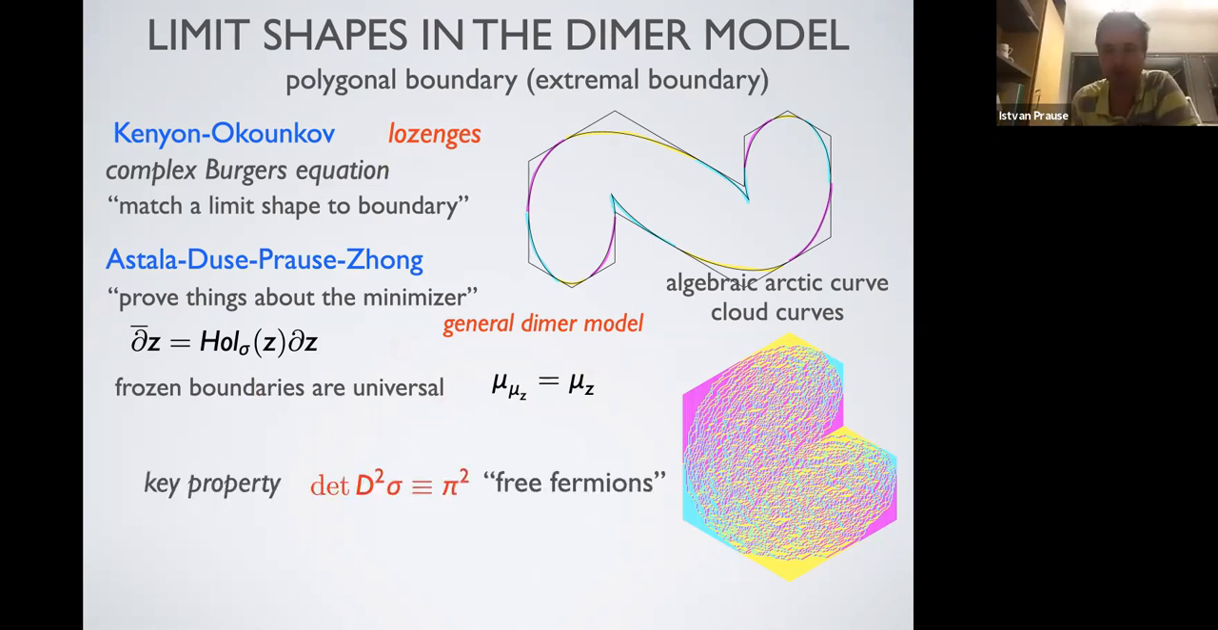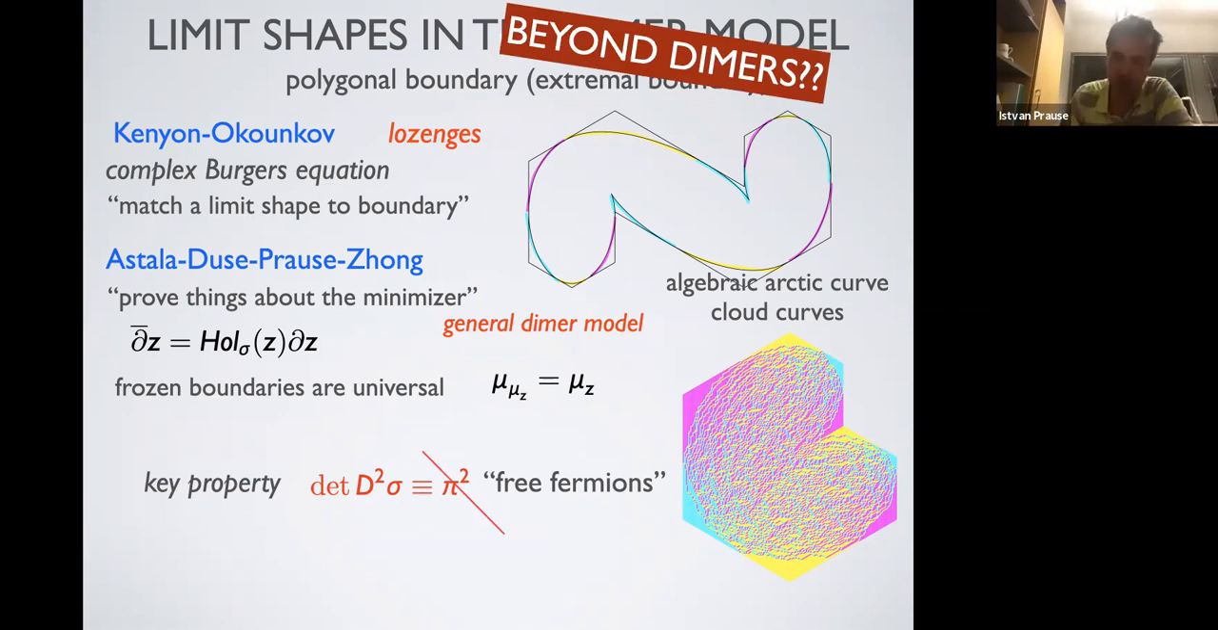For both of these papers, the key property that was used is this free fermionic property, that the Hessian determinant is pi squared. So this is quite explicit in our paper. In the Kenyon-Okounkov paper, they use the harmonic curve property, which is in a way equivalent to this one. Now the focus of this talk is what to do beyond dimers, so non-free-fermionic models. In that case, there is no complex Burgers equation. This property will fail. Also, the curves are not going to be algebraic in general.